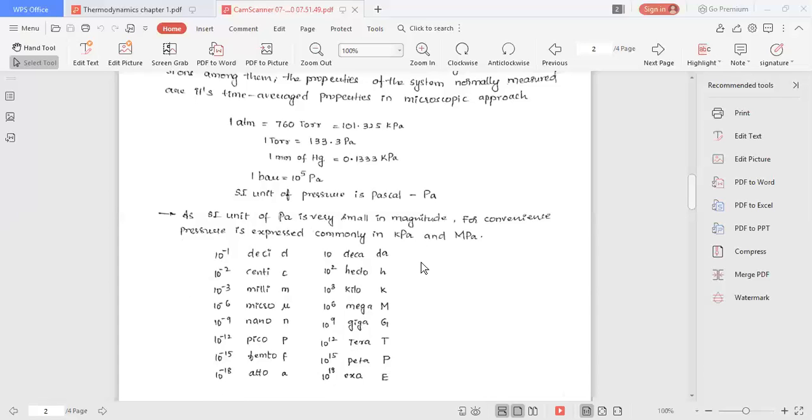Now just recall it once. Along with me: 10 power minus 1 is deci, 10 power minus 2 is centi, 10 power minus 3 is milli, 10 power minus 6 micro, 10 power minus 9 nano. The only confusing terms are deci and deca. Remember deca means 10, deci means 10 power minus 1. Hecto is 10 power 2, centi is 10 power minus 2.